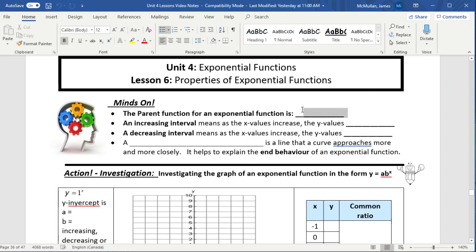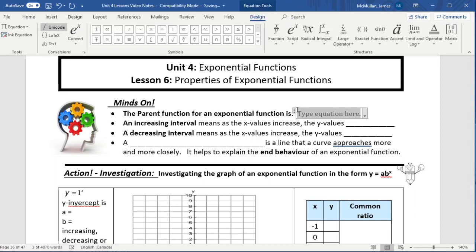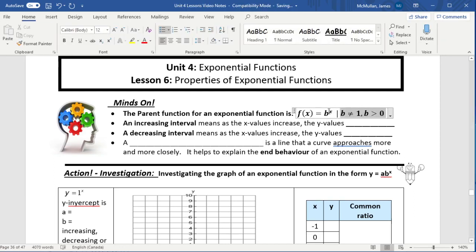So the parent function of an exponential, right? If you think back to your parent functions, you remember there was x squared, absolute value of x, square root x, and so on. The parent function for an exponential is y, or f of x, let's say, is equal to b to the power of x with two conditions, okay? b is not allowed to be 0, not allowed to be 1, and b has to be greater than 0. Okay, so this is an exponential function, the parent.